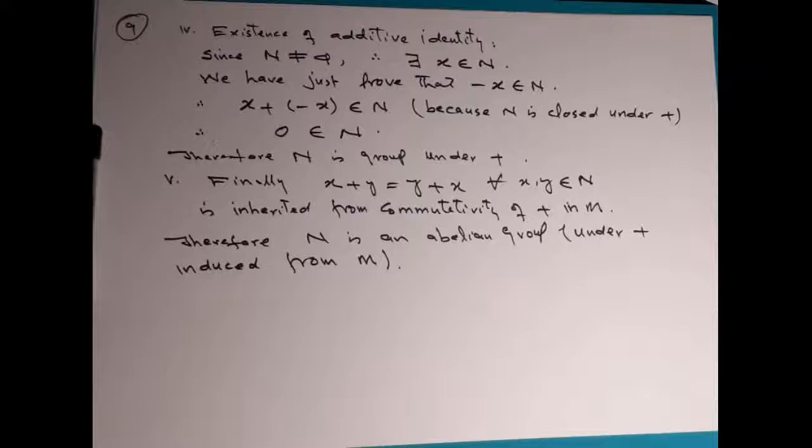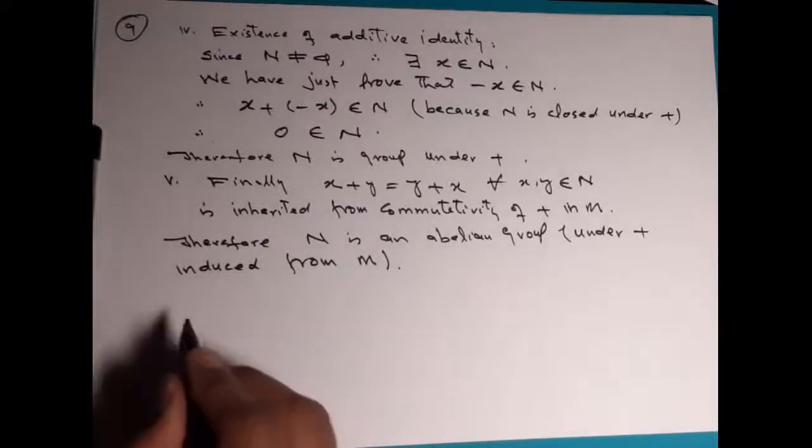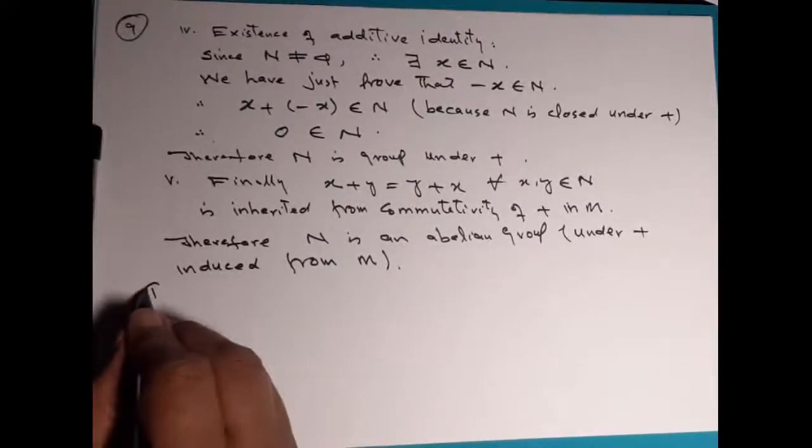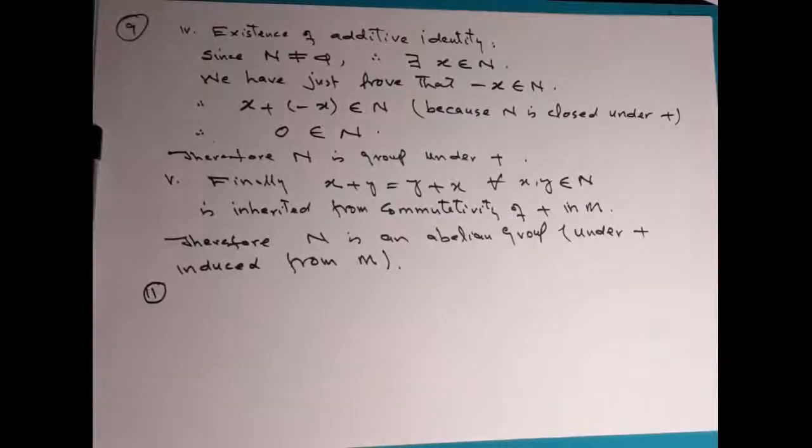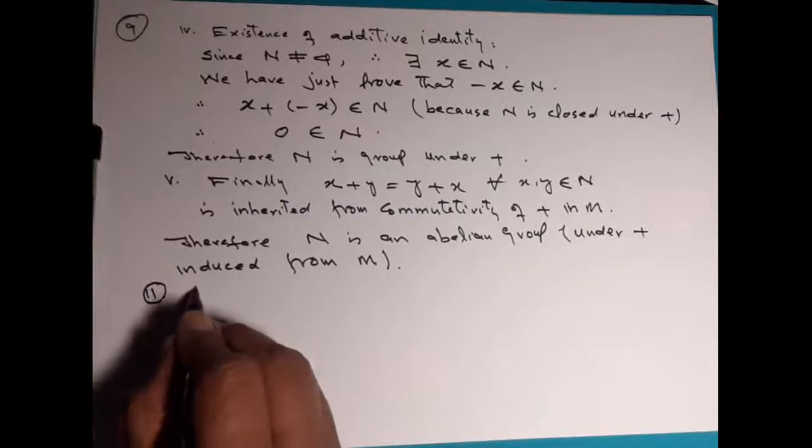So this was the first part to show that N is an abelian group. Now, as far as other conditions for being a module are concerned, those are just inherited from M being a left R module. So we simply write those conditions also.